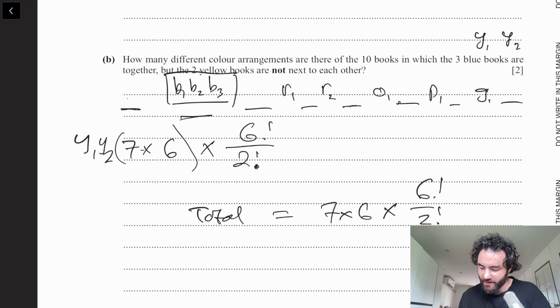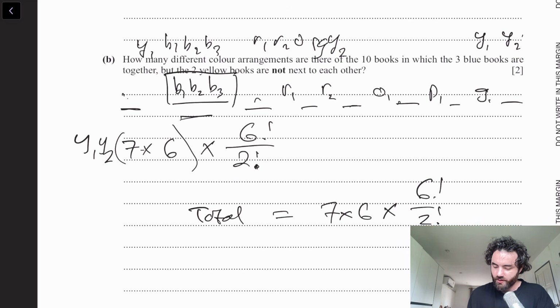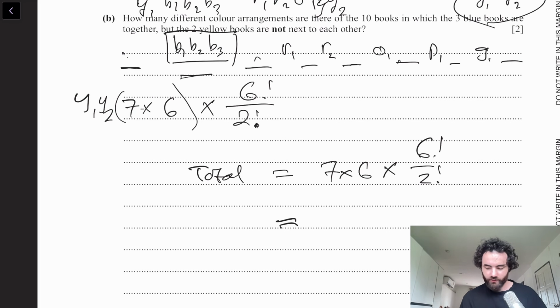Is that making sense? If you put yellow 1 here and yellow 2 here, the arrangement would be B1, B2, B3, yellow 2, red 1, red 2, orange, purple, green. If you did it differently, say with the yellow one at the end, then you would take that yellow 2 out and put it here, and your green would be there. That's another arrangement. I'm setting up the structure so the yellows are never together and the blues are always together.